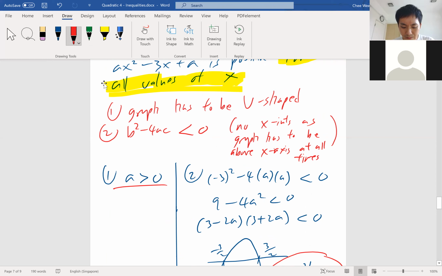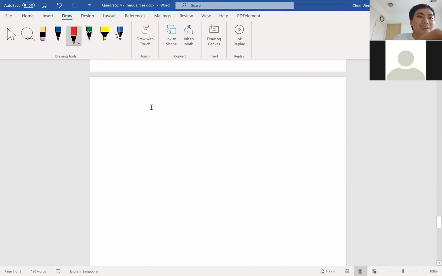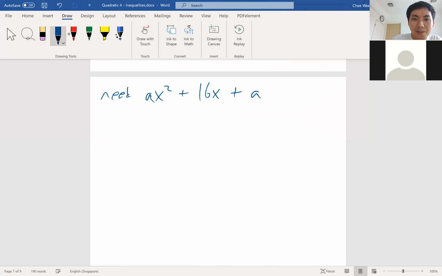I understand. Of course we have many other situations, right? Let's say we need ax squared plus bx plus c, with 3, 9, 16x plus a, to be negative for all x. How will you solve this?